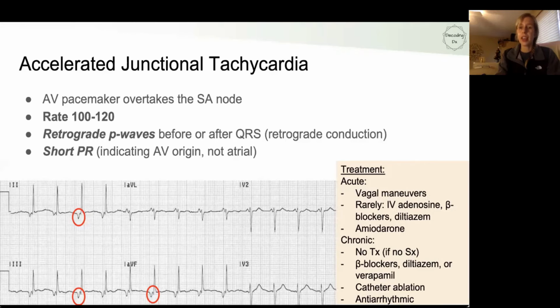Treatment for this, again, similarly to everything else. Acutely, you can do vagal maneuvers. It's pretty rare that you have to use these other medications, again, because the rate is only 100 to 120, so it's not actually that fast. And if necessary, you can use amiodarone.